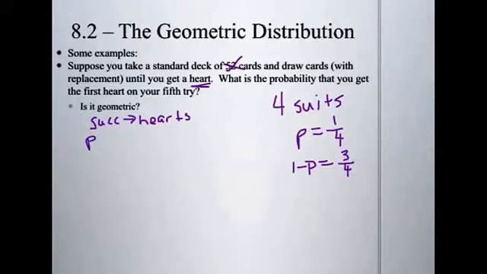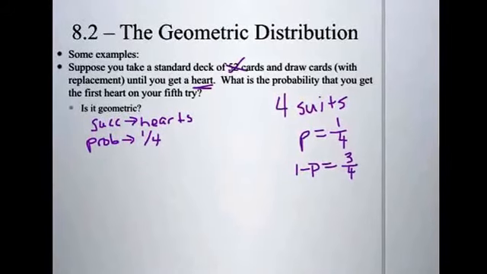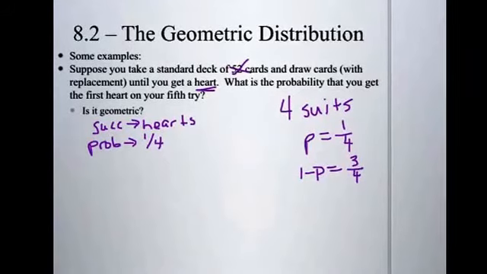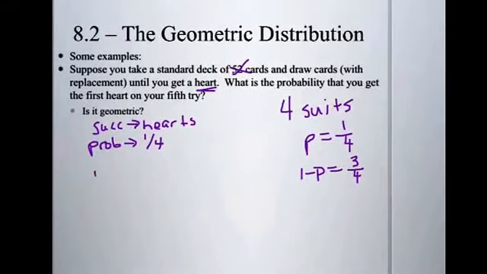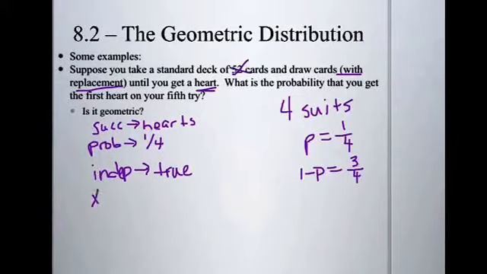We need to have the probability to be the same. Is the probability going to be the same here? Yeah, it's always going to be 1/4 for getting a heart. Do we have independence? Yes, once you draw a card and it's with replacement, independence is true for this case. And the last condition is x needs to be counting until success, until we reach success.